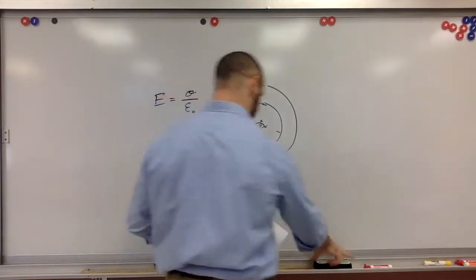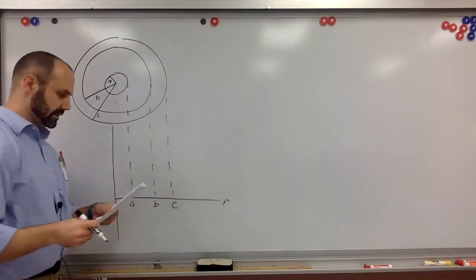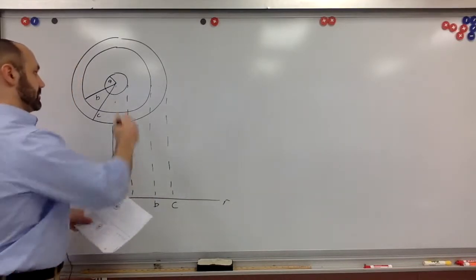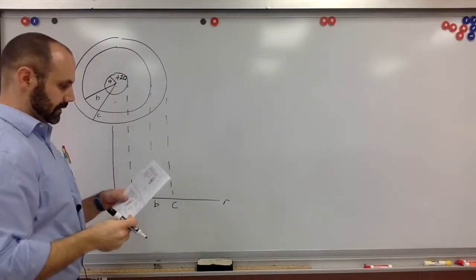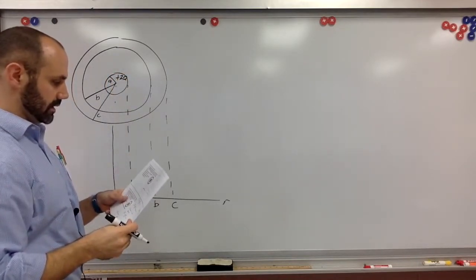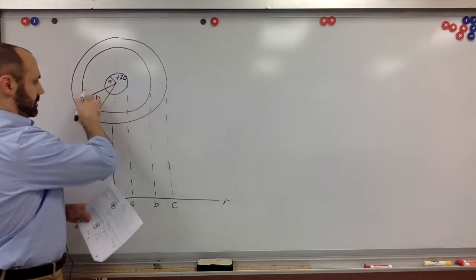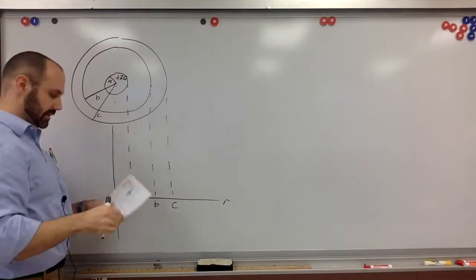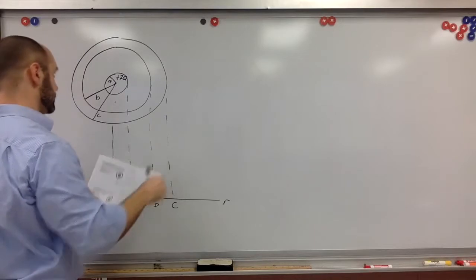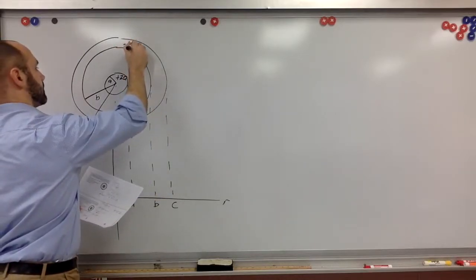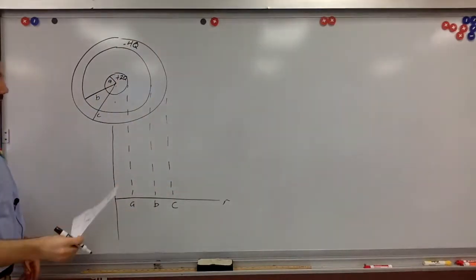Example 1. We have a solid conducting sphere with a net positive charge of plus 2q. And then the conducting spherical shell has an inner radius b and outer radius c, and a net charge of negative 4q. So overall, the total charge here is negative 2q.